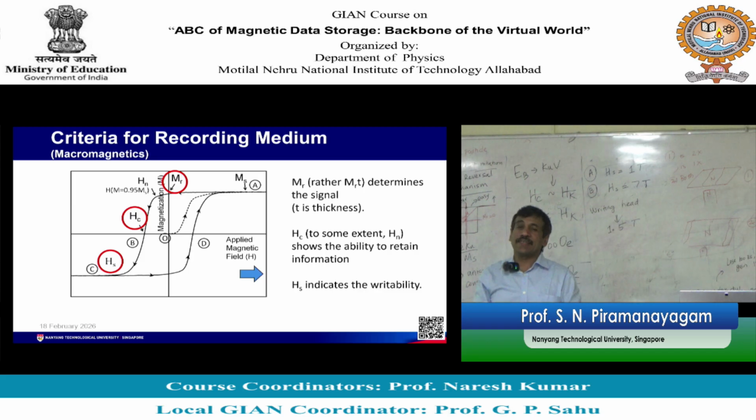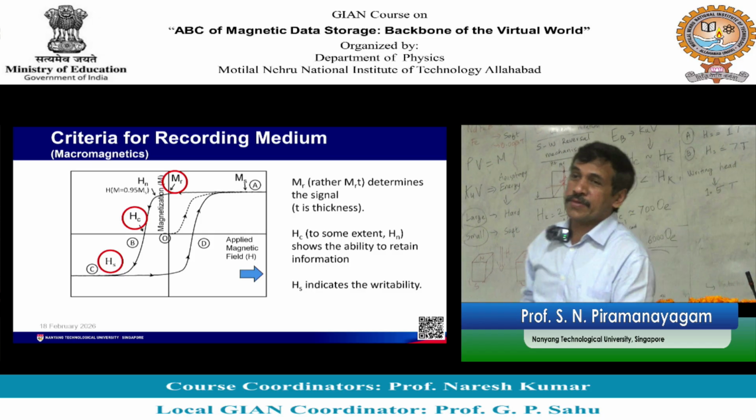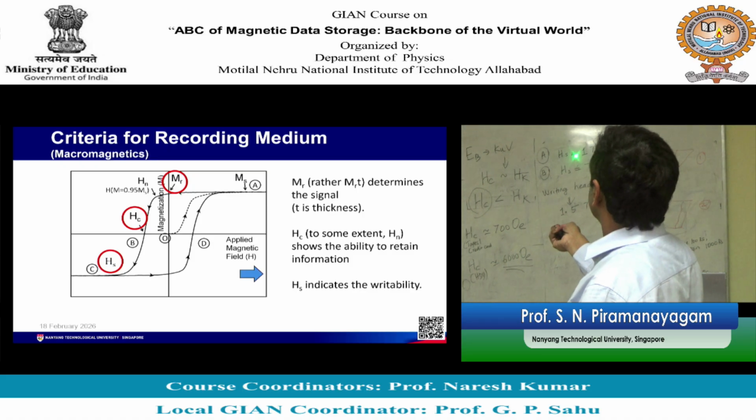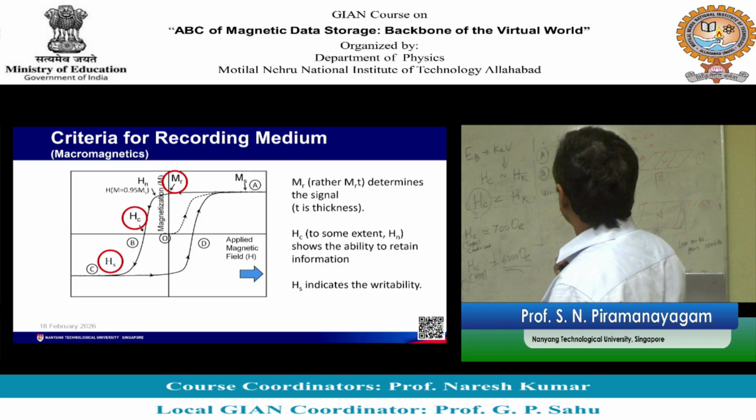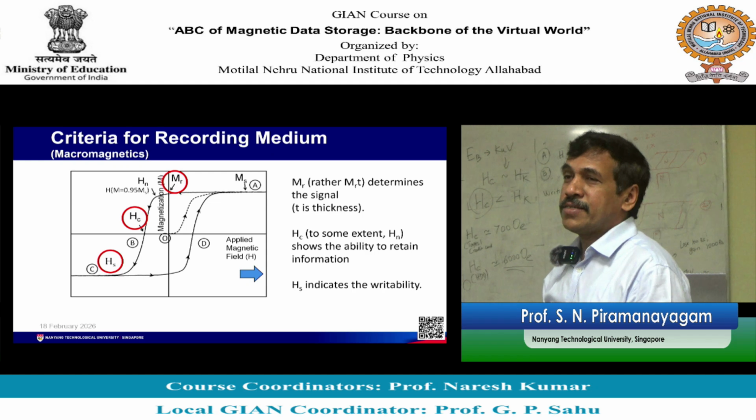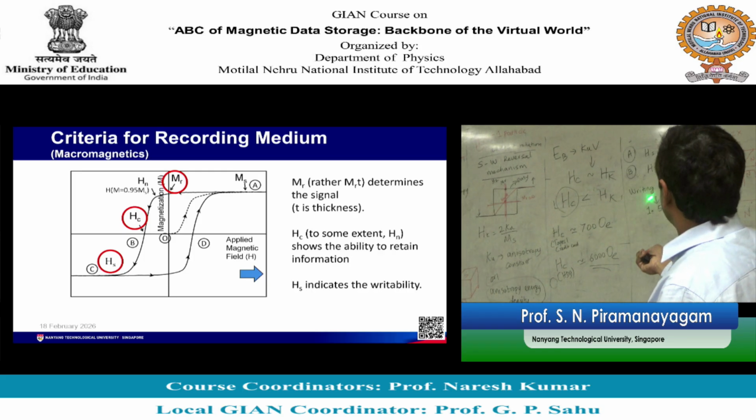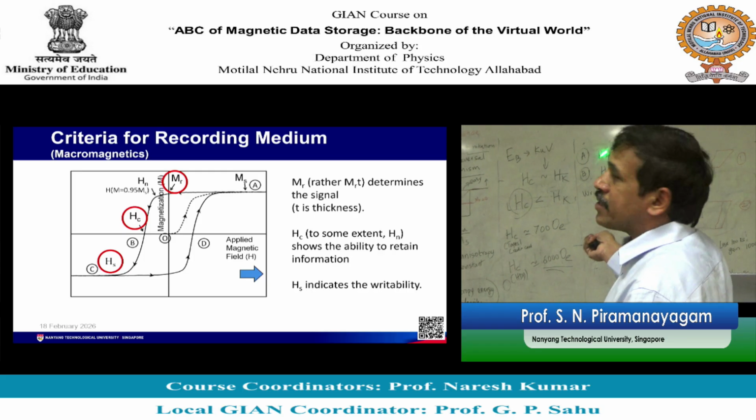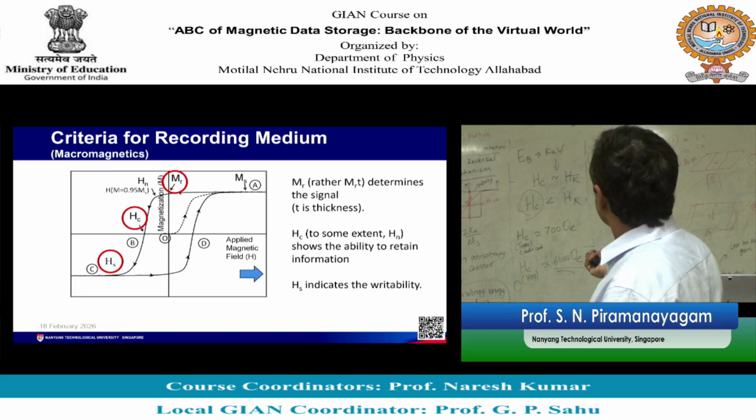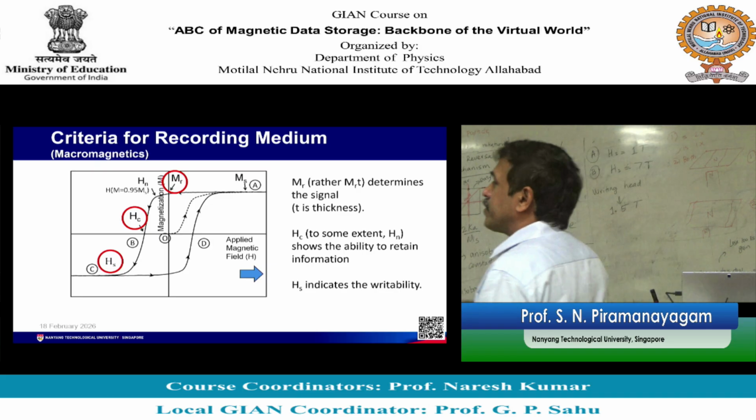Let us say I have a writing head. That writing head can produce 1.5 Tesla. Then I have two recording media, media A with an Hs of 1 Tesla, media B with an Hs of 7 Tesla. So, which media can you write information on easily? First one, right? When you have 1.5 Tesla, you can easily write information on media A with the Hs of 1 Tesla. On the other hand, when the Hs is 7 Tesla, you will not be able to write information.